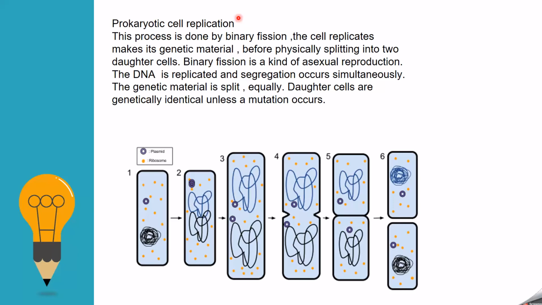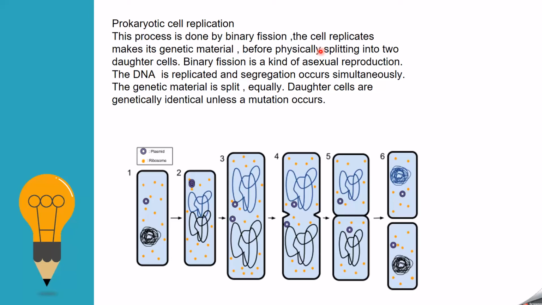So let's look at prokaryotic cell replication. This process is done by binary fission, and fission just basically means to split, and the opposite of fission is fusion. Bi just means two, so it'll be splitting into two. The cell replicates its genetic material before actually splitting into two daughter cells. Binary fission is a kind of asexual reproduction.